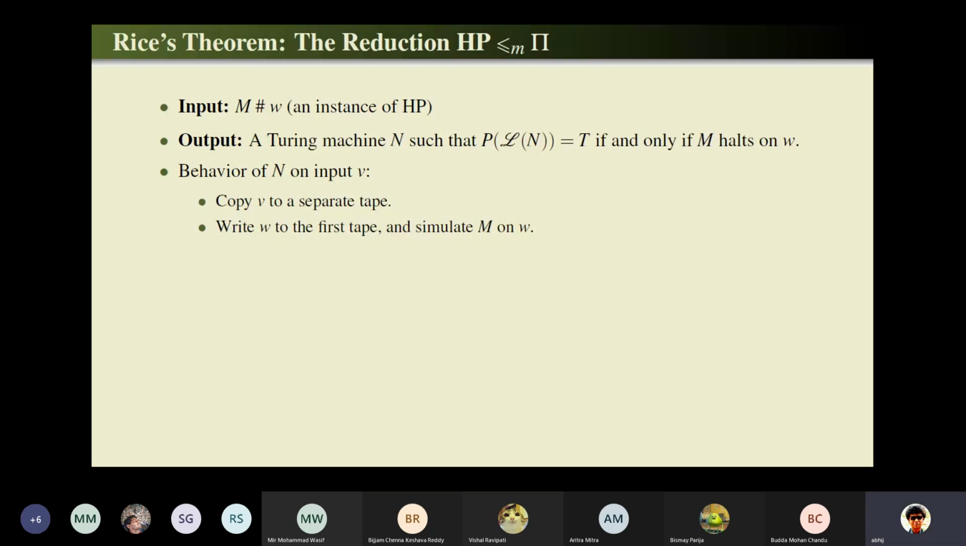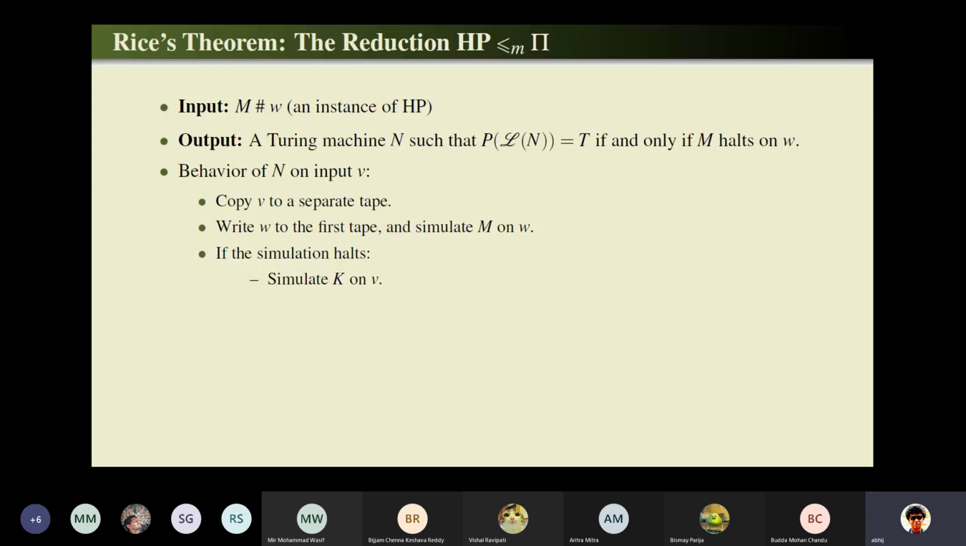Okay. So suppose the simulation halts. N will run similar to K on V. If the simulation halts, the machine will simulate K on V because V is remembered somewhere else. So V may once again be copied back to the first step after it is completely erased. And then this machine will simulate K on V.